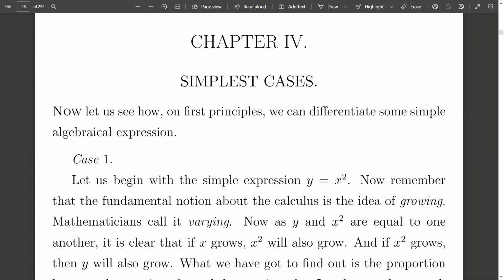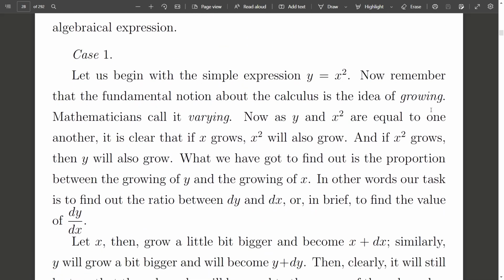Chapter 4. Simplest Cases. Now let us see how, on first principles, we can differentiate some simple algebraic expression. Case 1. Let us begin with the simple expression y is equal to x squared. Now remember that the fundamental notion about the calculus is the idea of growing. Mathematicians call it varying. Now as y and x squared are equal to one another, it is clear that if x grows, x squared will also grow, and if x squared grows, then y will also grow.